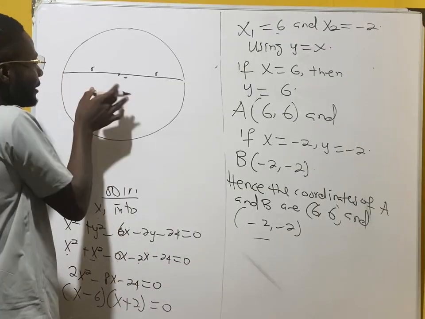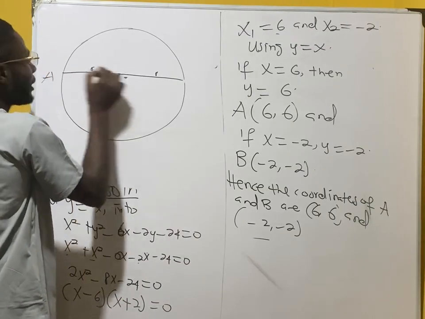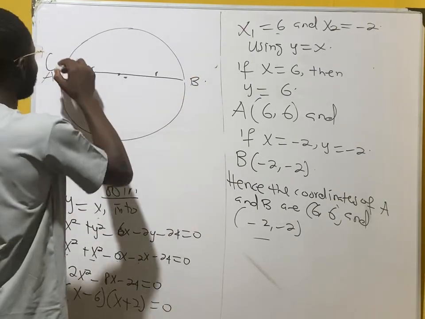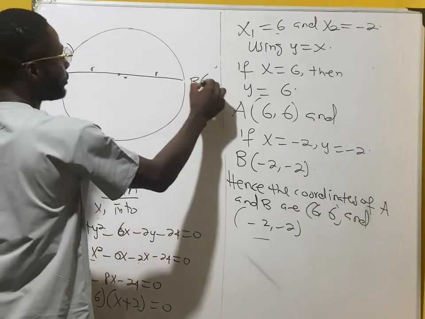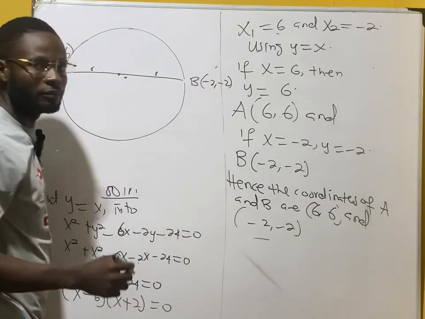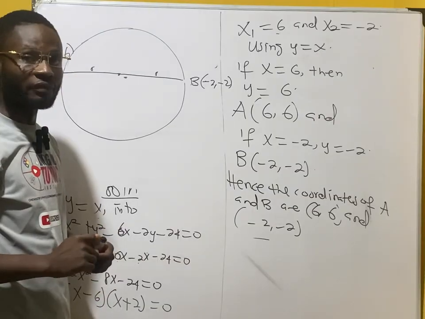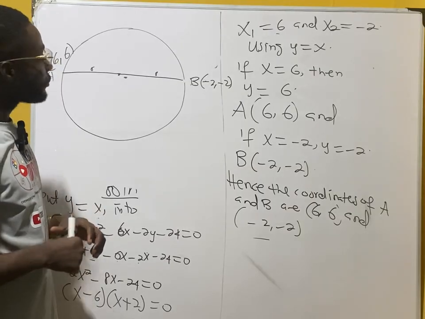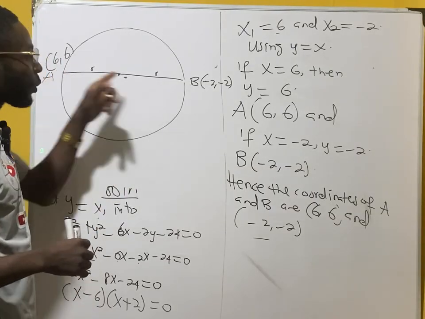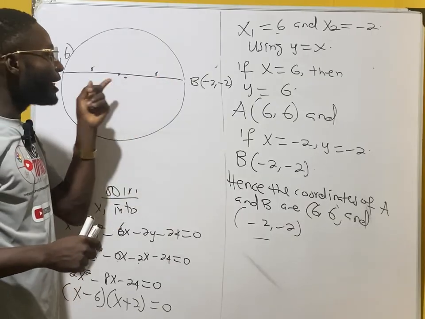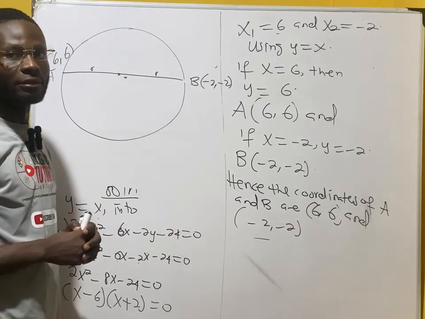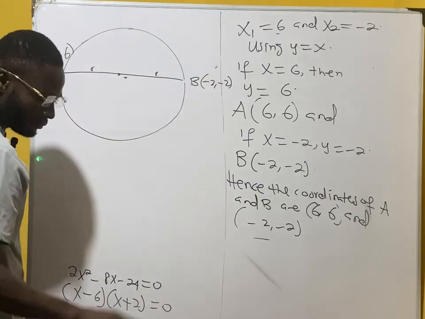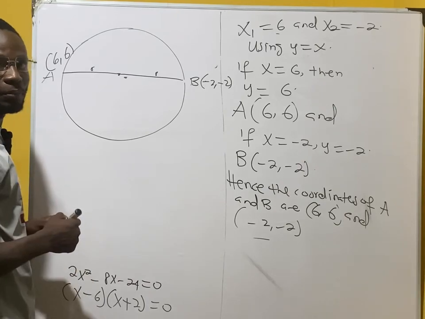They said AB, so this is A and this is B. We have the coordinate of A to be 6, 6 and that of B to be -2, -2. All right, so we need the equation of the circle. That is what we are interested in. So what we have to do is to first use these coordinates A and B to find the midpoint of this circle. So we have to find the midpoint.